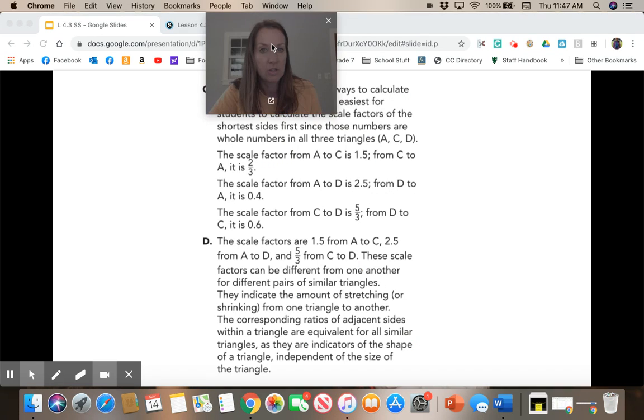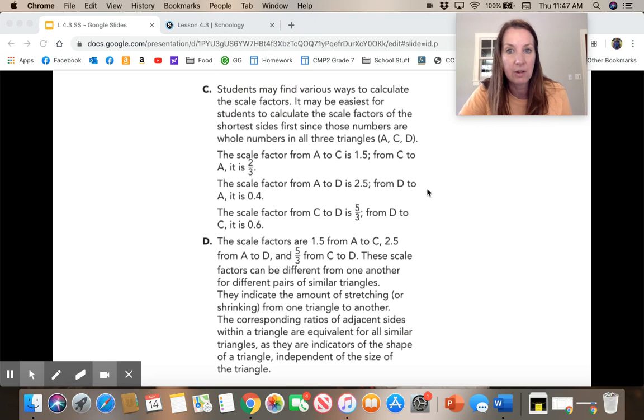All right, in question C, you may find various ways to calculate the scale factor. The factor from A to C was 1.5, C to A was 2/3. A to D is 2.5, D to A is 0.4. C to D was 5/3, and D to C is 0.6.